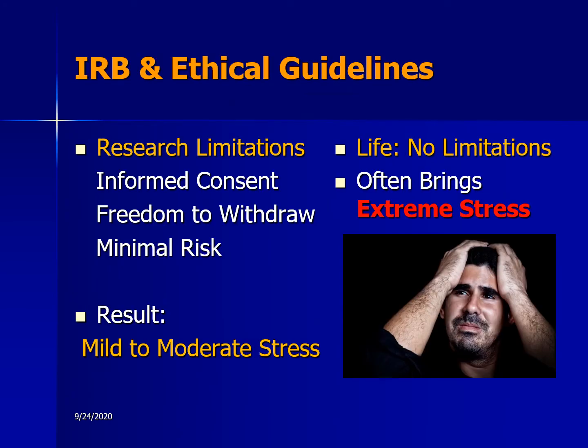So once again, the IRB and our ethical guidelines put research limitations on our study of emotion. You must be free to withdraw. It must be minimal risk. So the science that we have on emotion is quite limited. I might even argue that it's inadequate because it's only looked at mild to moderate stress. But life has no limitations. Life often brings extreme stress, and in some situations we have pretty clear evidence that that stress can damage brain tissue.